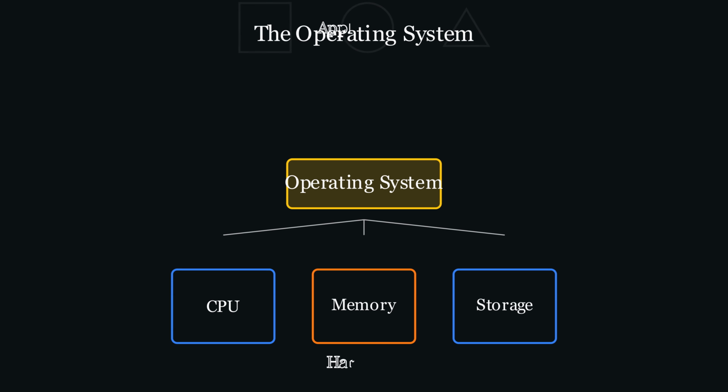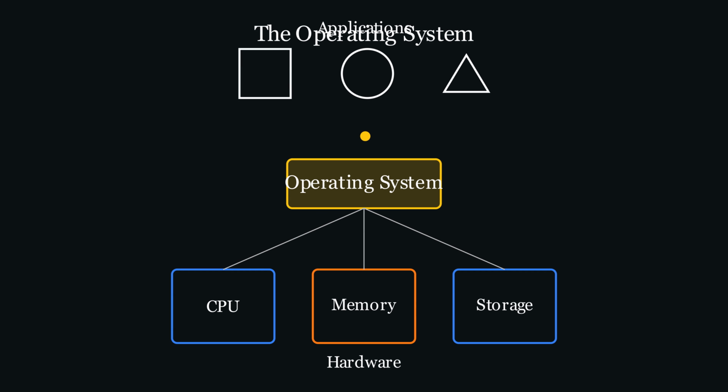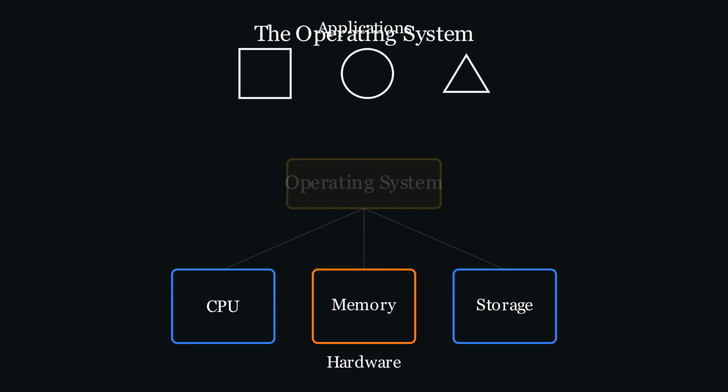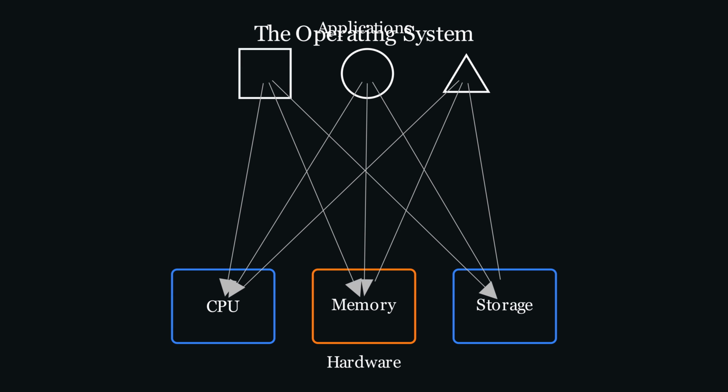It's the layer of software sitting between your applications and the raw hardware, deciding who gets to use what and when. Without it, every single app would need to know how to talk to your exact model of hard drive and exact model of CPU directly.